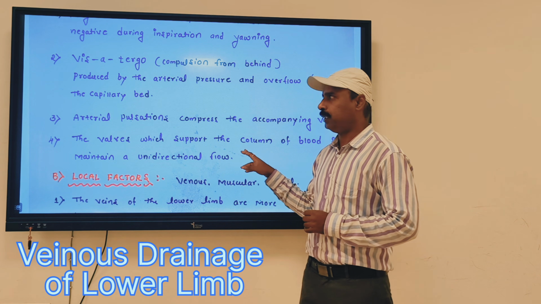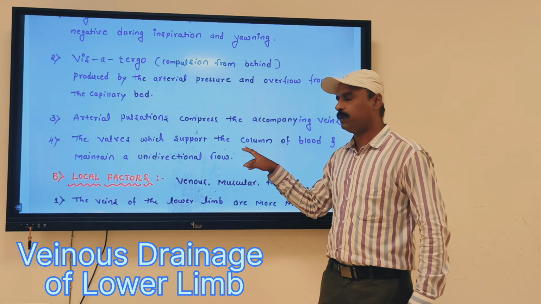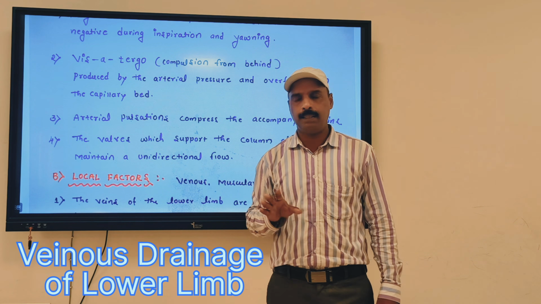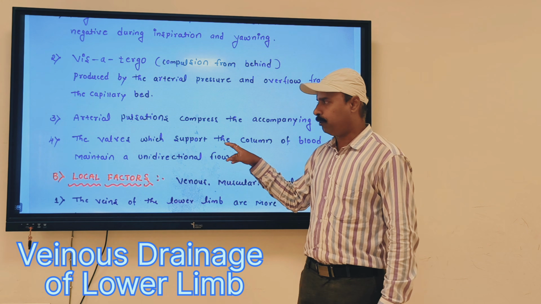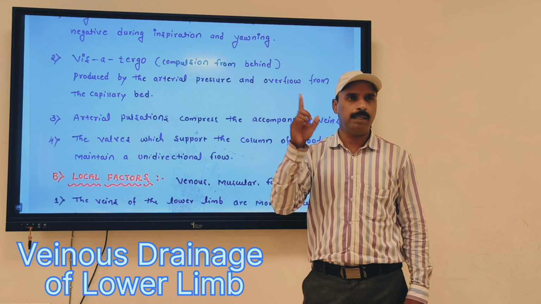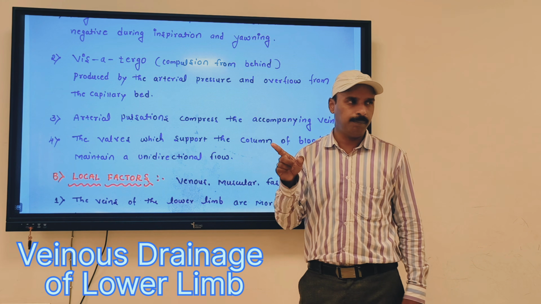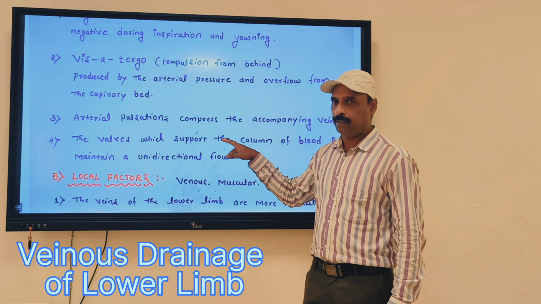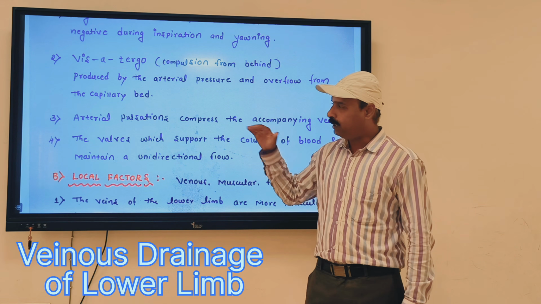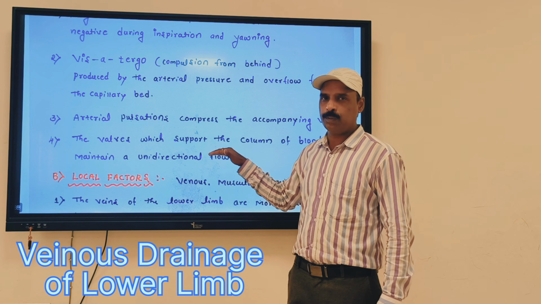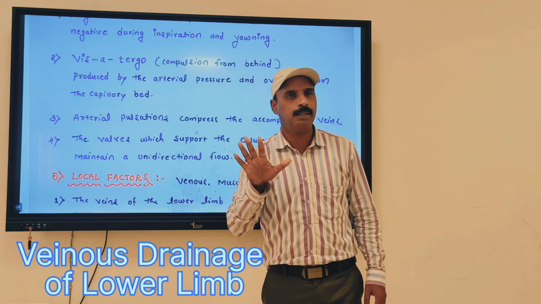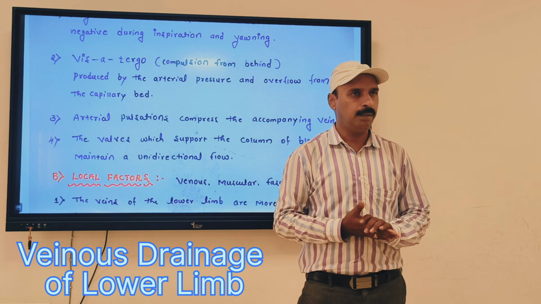Then lastly, among the general factors, we have the valves which are there. I have told the difference between artery and vein. Valves are always present in whatever veins you are going to get. The function of these valves is that they always pump the blood in one direction. Unidirectional blood flow is maintained by these valves. That is what we call the column of blood. The column of blood is maintained by the valve. Once blood is pumped, it does not come back to the same place because of the presence of the valve. So these are all the general factors of the venous return of the lower limb.